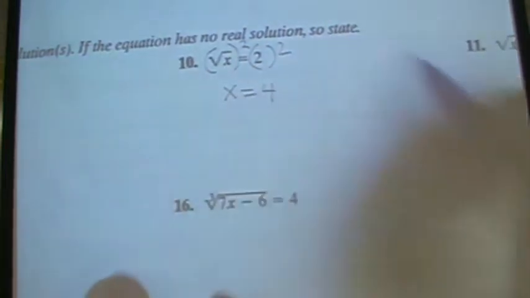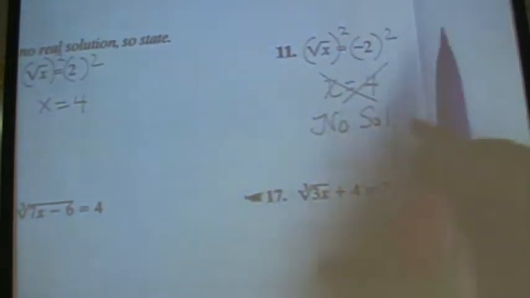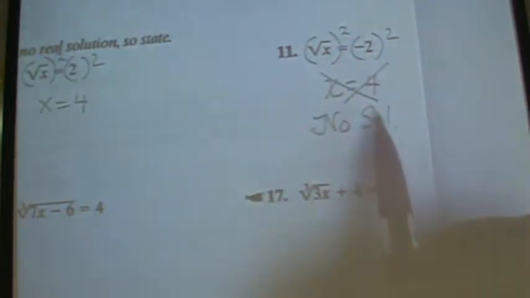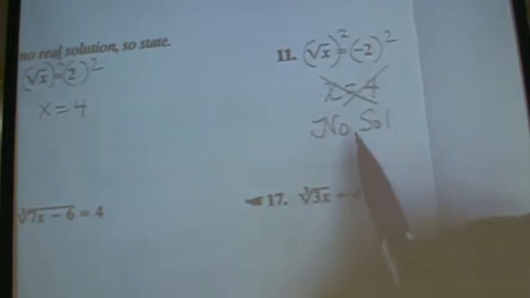Number 10, if you were to square both sides, x is equal to 4. But that is extraneous because the square root of 4 is 2, not negative 2. So this one is no solution. An indication would be if this is an even index, and if this number is negative, that's going to give you a warning that it's probably going to be extraneous.